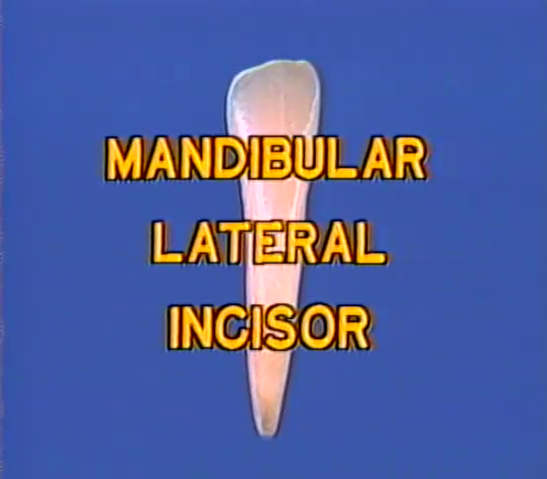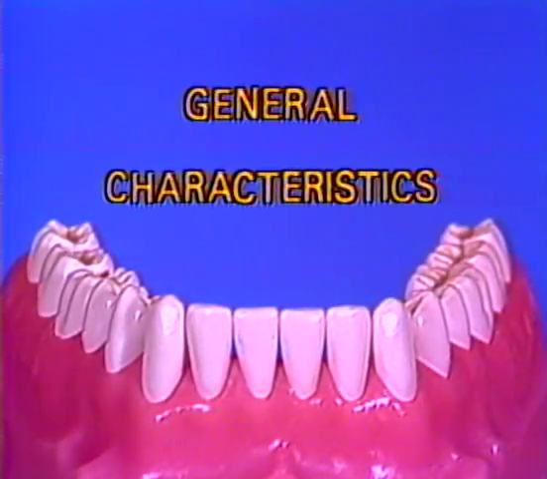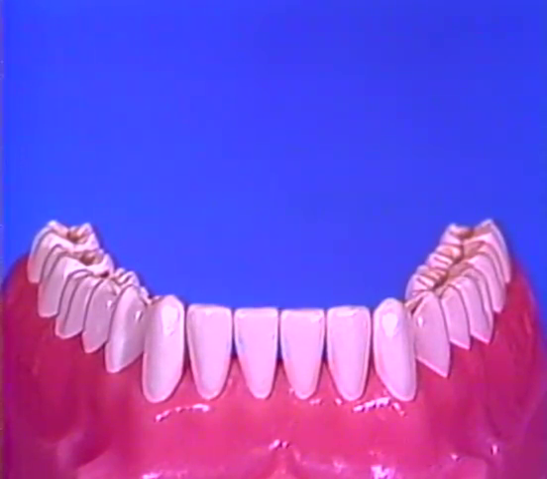Mandibular lateral incisor. General characteristics. The mandibular lateral incisors are the second mandibular teeth from the midline and are located distal to the mandibular central incisors and mesial to the mandibular cuspids. They are identified according to the universal numbering system as teeth number 23 and number 26.